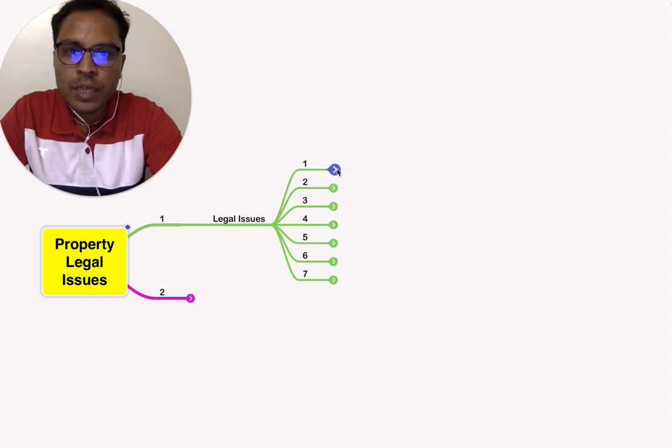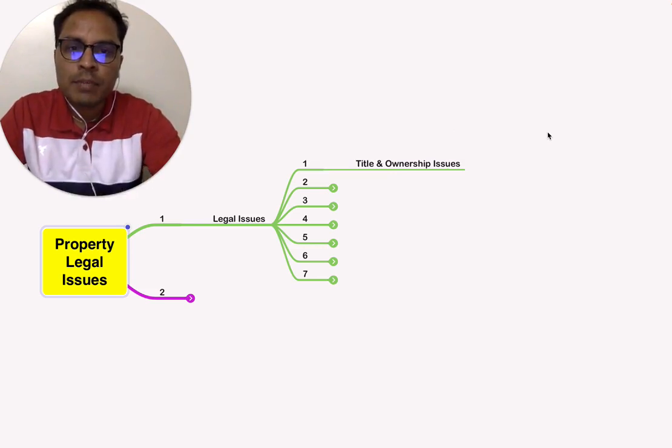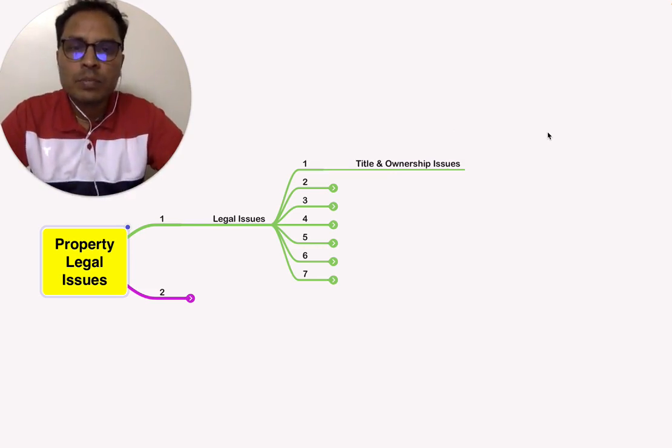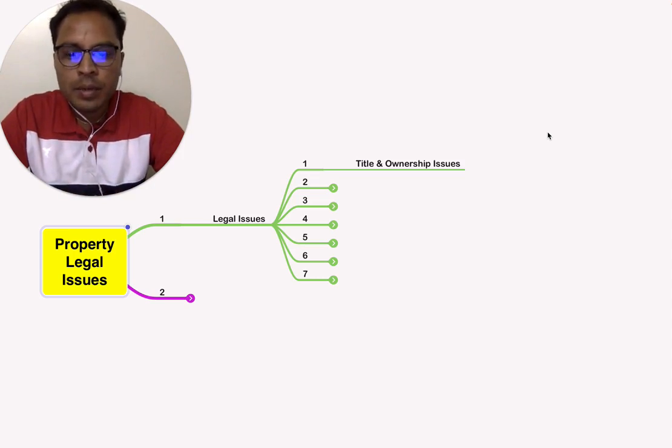First type of legal issue is related to title and ownership. The title may not be very clear, or the ownership may not be clear. The property may have multiple owners, or may not have proper ownership, may not represent a single owner, or any issue that arises from title and ownership.